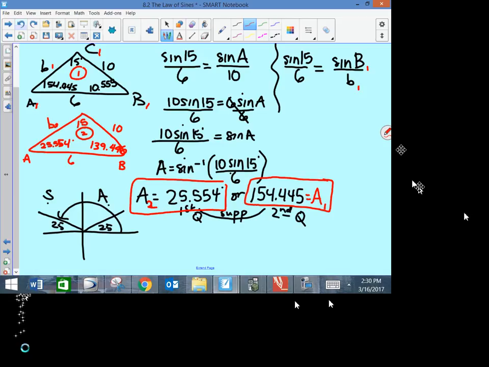Okay? So, sine 15 over 6 equals sine of, what are we calling b1? I labeled it over there. 10.555. Imagine if I didn't have a triangle going, I'd be like, oh my god, I don't know what that is. Yeah. It's okay, as long as we use 3 digits, we're good. Okay, so find B1.